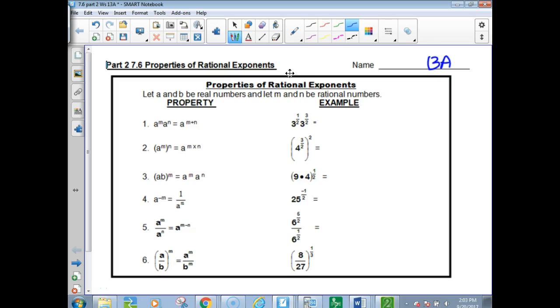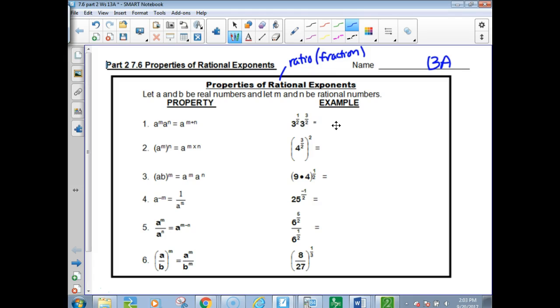All right, this is on worksheet 13A, properties of rational exponents. This is part 2. We have already reviewed the properties of exponents, which is if you multiply like bases, you add the exponents, but this time the fractional exponents. Remember what rational means: ratio, which means you can write it as a fraction, okay?